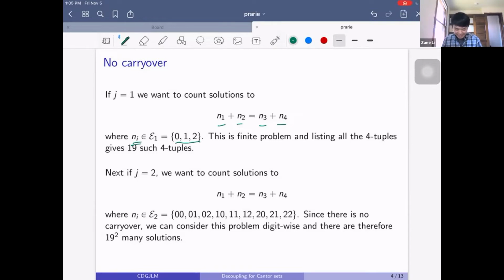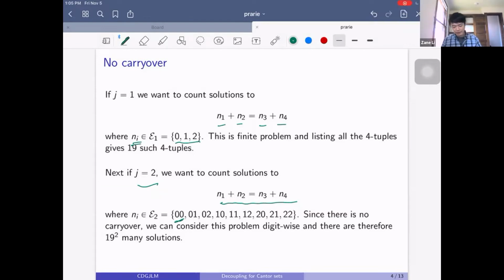Okay, so let's upgrade. Let's find the next hard problem. Let's do j equals 2. Okay, so we want to count the number of solutions to this system right here, where the n_i's are 2-digit numbers, where 0, 0 is a 2-digit number. There are 2-digit numbers where each digit is 0, 1, and 2.